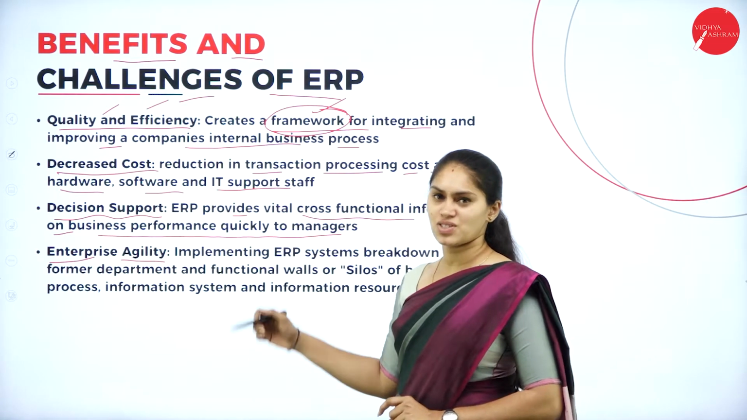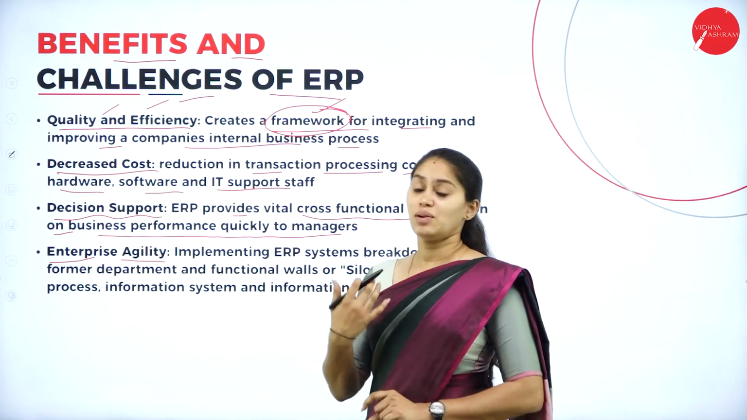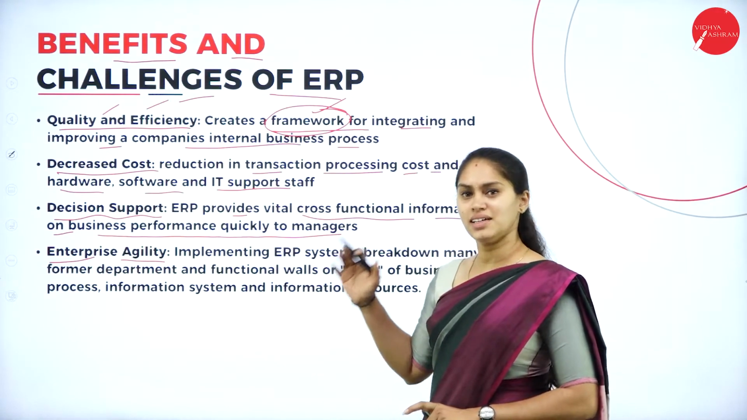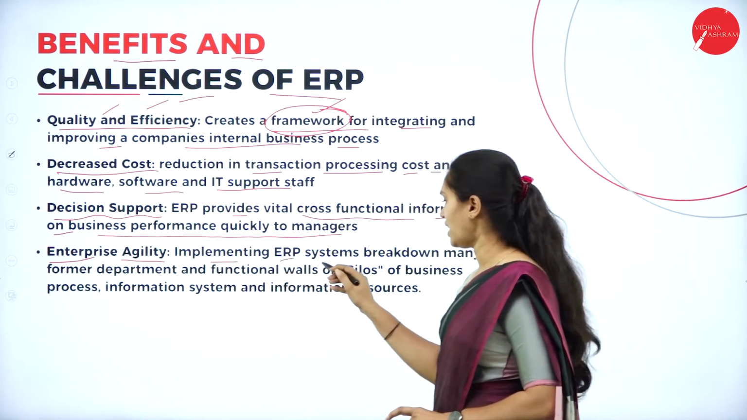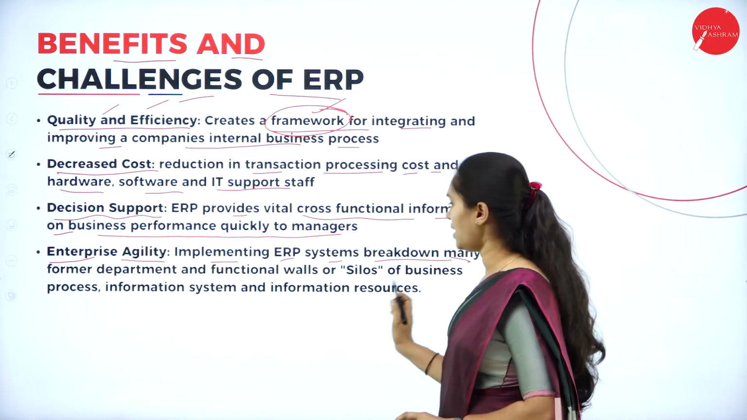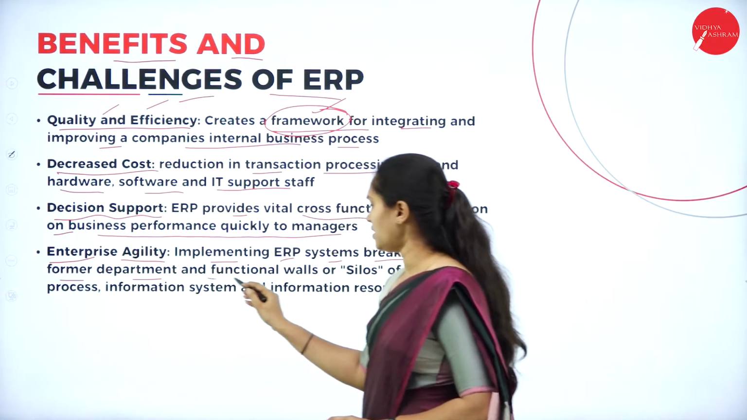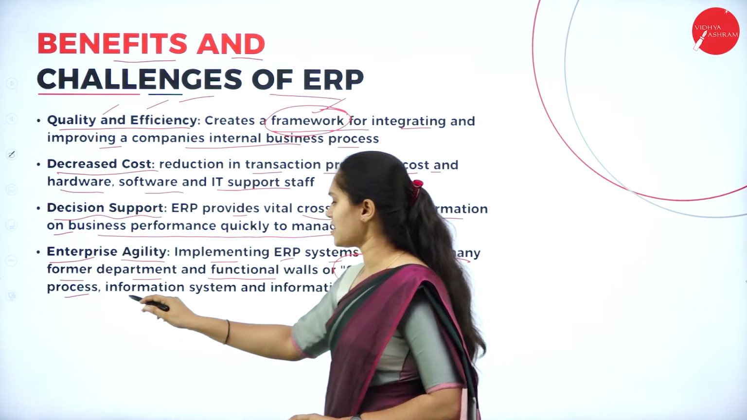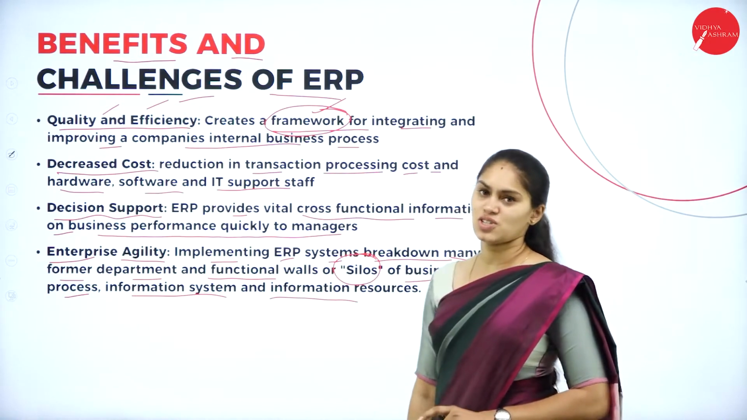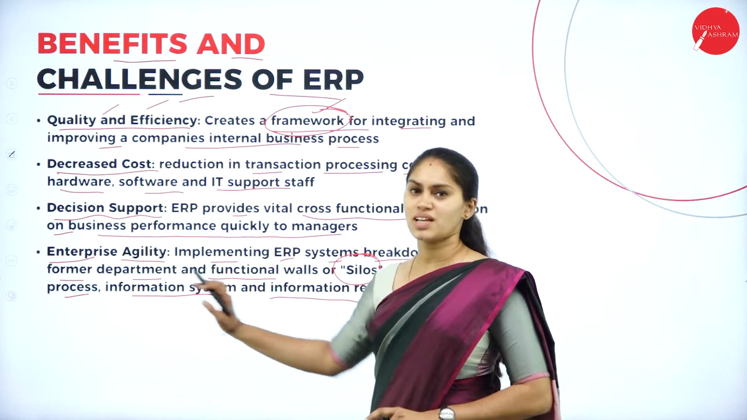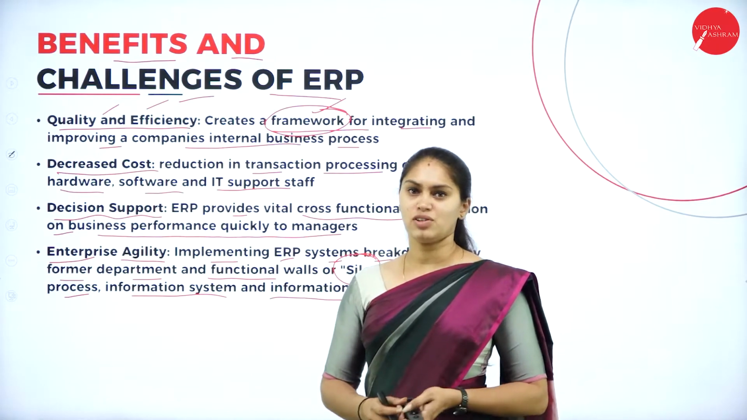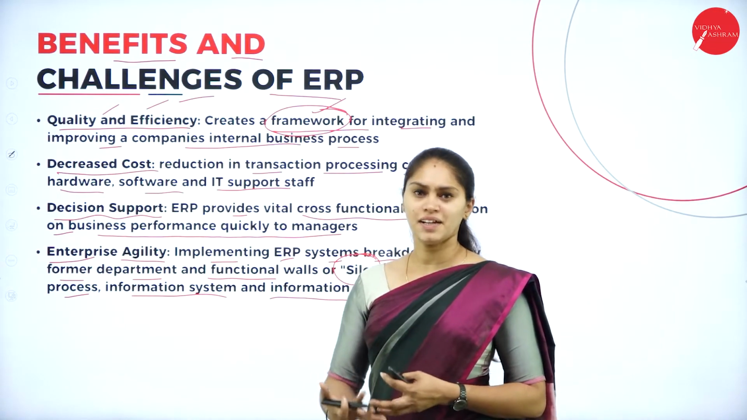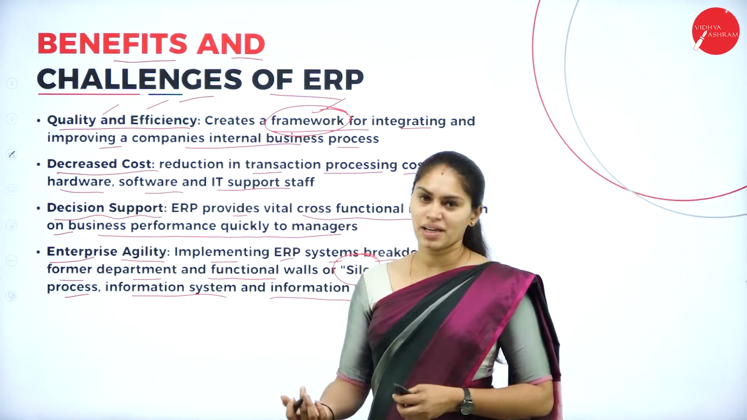So next we have enterprise agility. So this enterprise agility is related to what? There will be great flexibility in the ERP. Implementing an ERP system breaks down many former departmental and functional walls or silos of business processes, information systems and information resources. So we can choose any of these as per the requirement of a user. It is not static, it will be dynamic in nature.